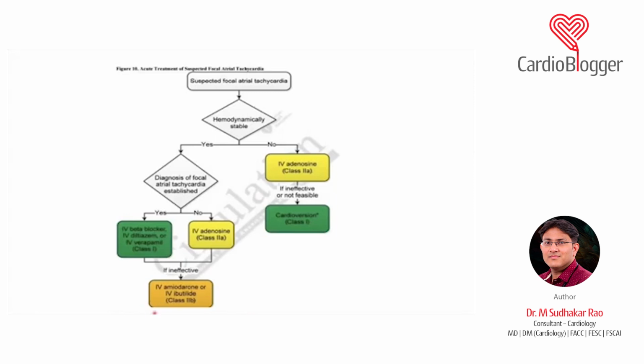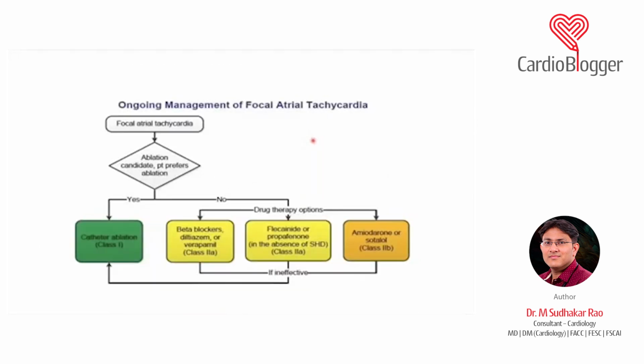Most of the time we do not use ibutilide. You can try IV amiodarone 150 mg bolus. In a hemodynamically unstable patient, you can try adenosine followed by cardioversion. So if there is a focal atrial tachycardia, always the first treatment remains catheter ablation.